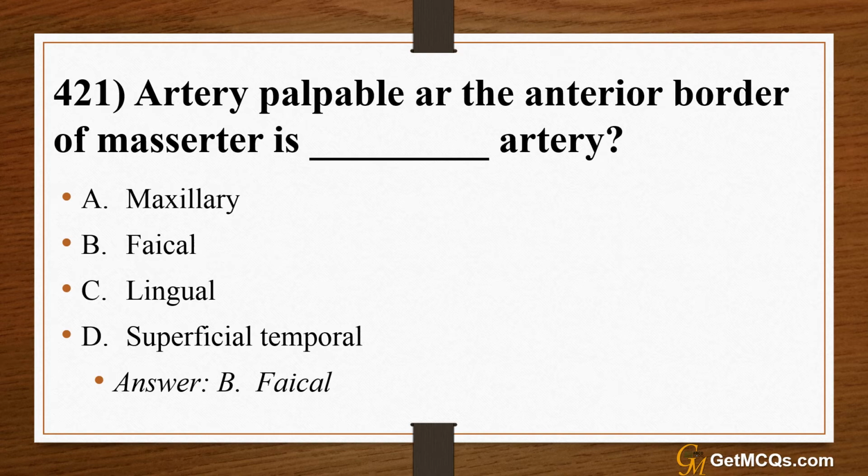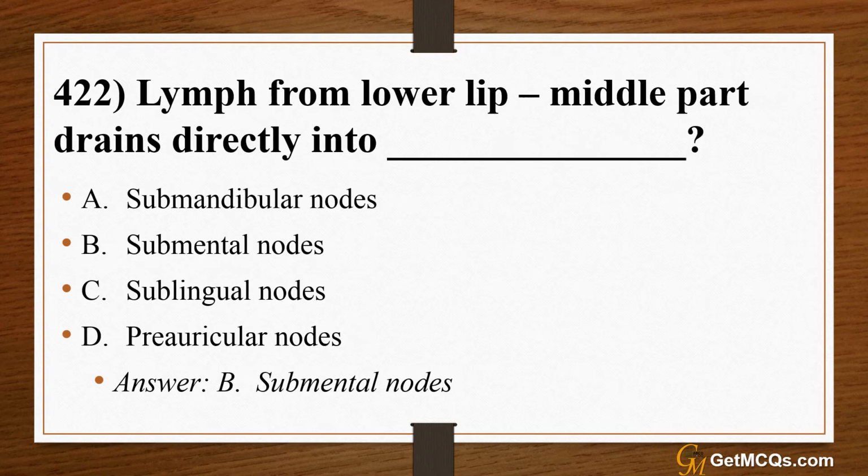421. Artery palpable at the anterior border of masseter is artery? Answer: B. Facial. 422. Lymph from lower lip middle part drains directly into? Answer: B. Submental nodes.